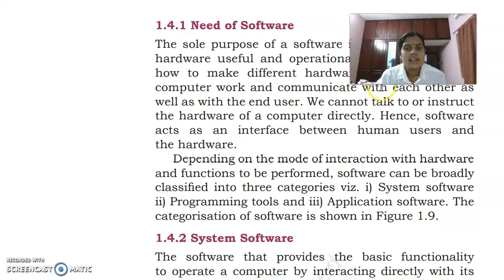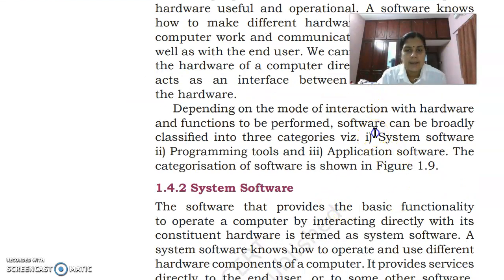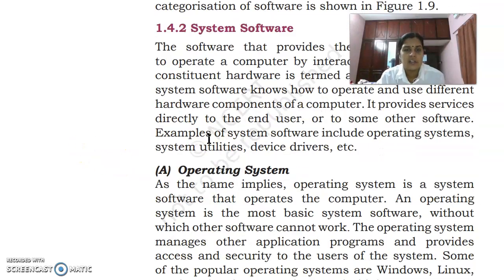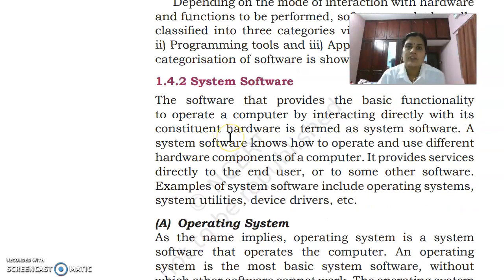Again, this software is classified into three types. They are system software, programming tools, and application software. So there are three types of software. They are system software, programming tools, and application software.